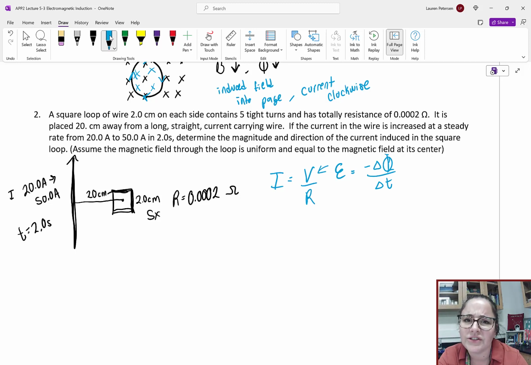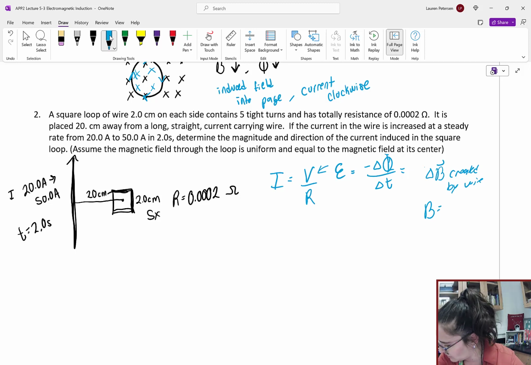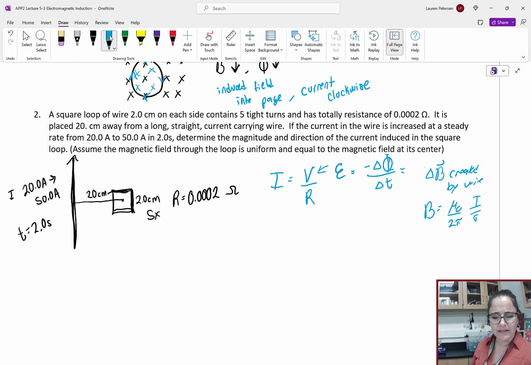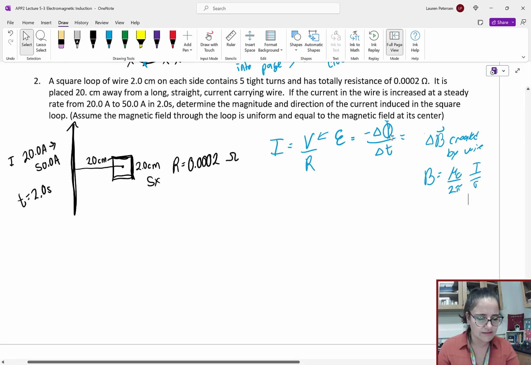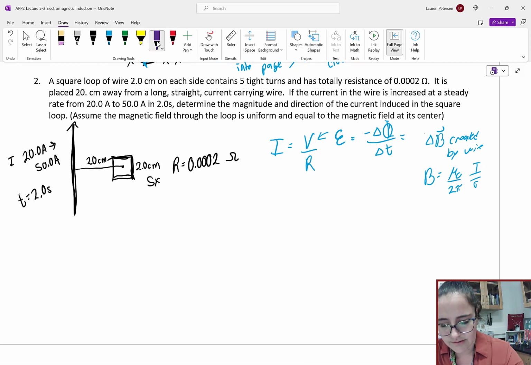But what's creating the change in flux? Well, that change in flux is created by the change in that magnetic field strength created by the wire, which is the first equation that we learned, mu naught over 2 pi, I over R. Now, we could probably put all of those equations together and solve it in one step, but I think it's going to be easier to just solve for it piece by piece, so that's what I'm going to do. So let's start with the magnetic fields.